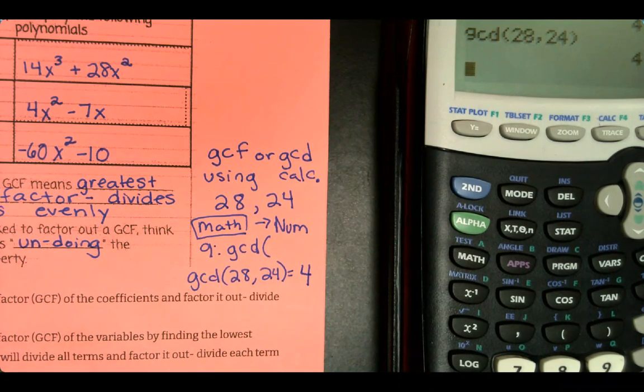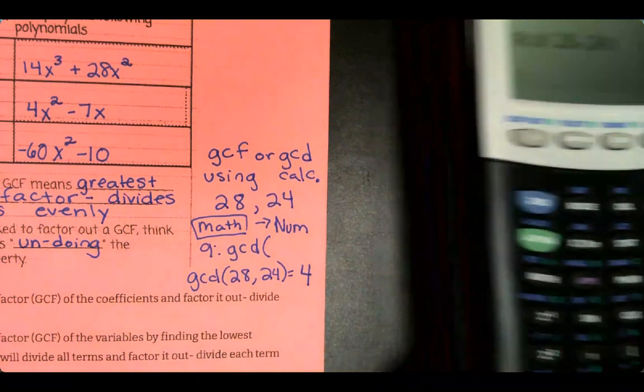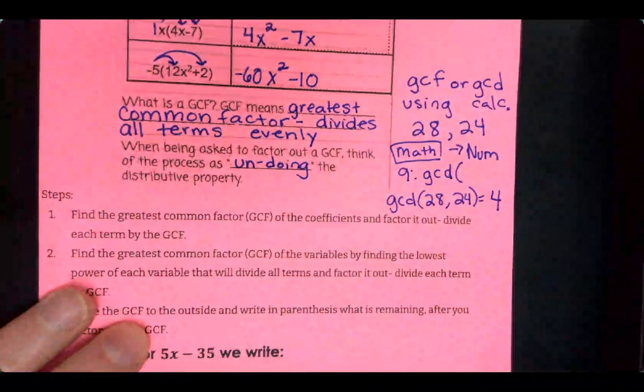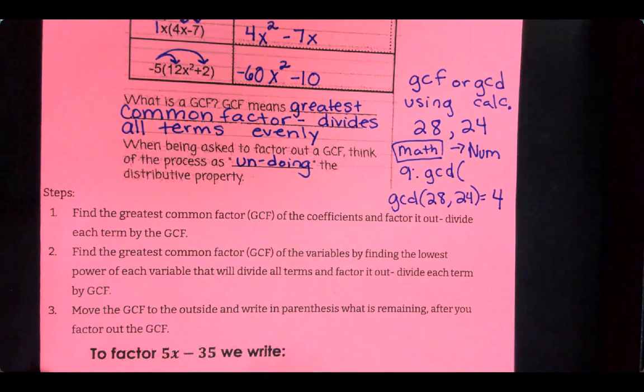Okay, so your calculator will find those for you. If you're really good at your multiplication facts, you don't have to do this, but it might be helpful just to do the checking. All right, so now we know how to use our calculator to find the GCF.